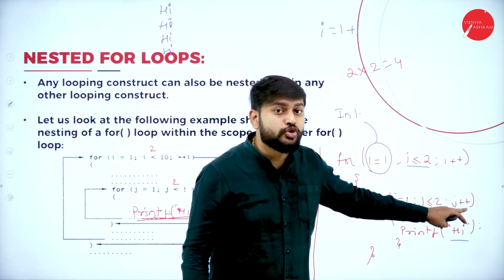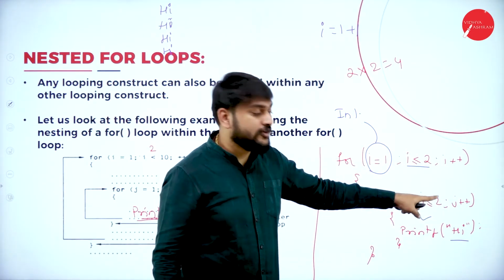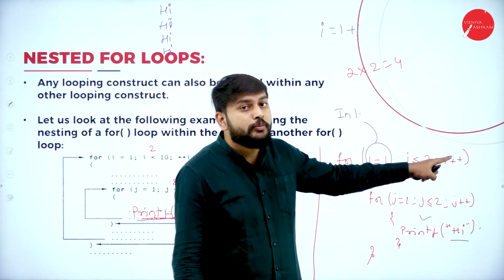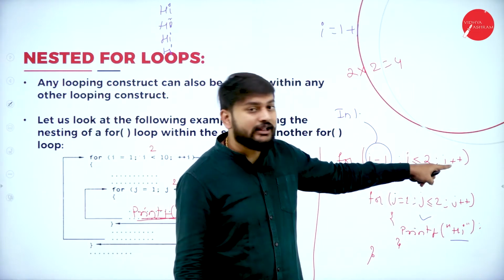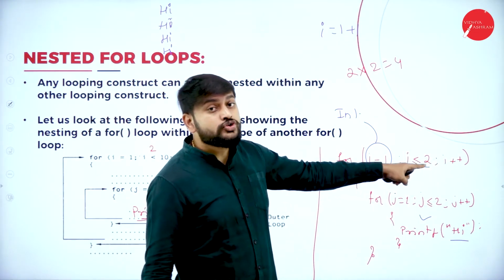J value right now, it will compare with the condition. Condition fails. It will come out of this. Again, I value will be incremented now because it was pending, right? After executing the statement, it will increment. So now I value is also incremented.